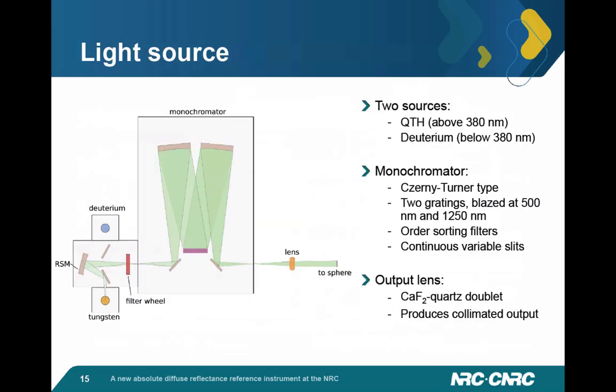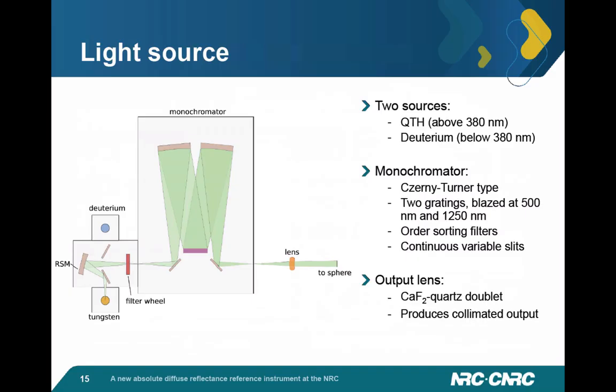The light source is designed to provide tunable quasi-monochromatic light over the target spectral range. It consists of two light sources, a quartz tungsten halogen lamp for use at wavelengths longer than 380 nanometers, and a deuterium arc lamp for use at shorter wavelengths. The spectral selectivity is provided by a Czerny-Turner type grating monochromator. This is a dual grating instrument, so it can accommodate gratings blazed at 500 and 1250 nanometers. This is, again, just so we can cover that full range.